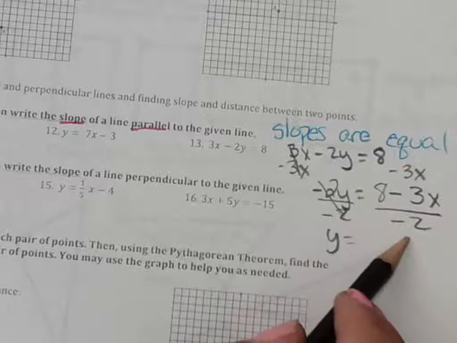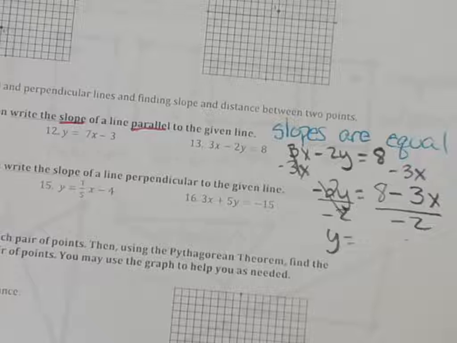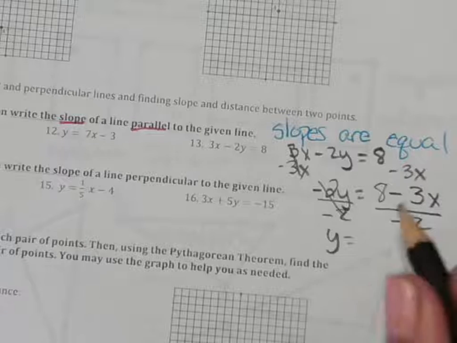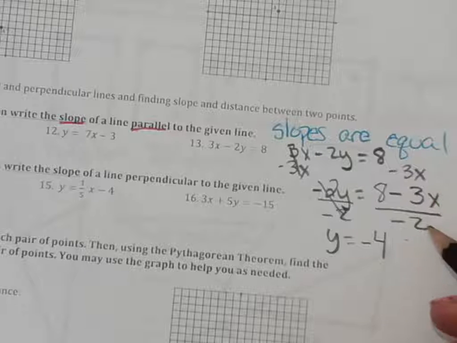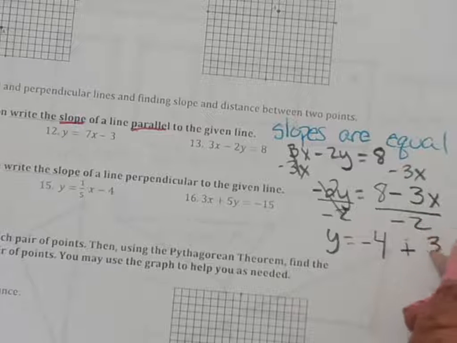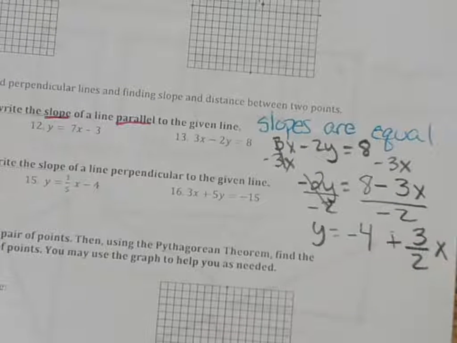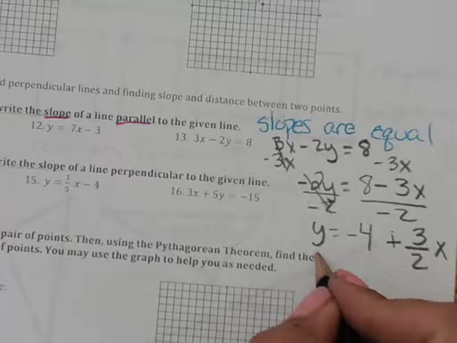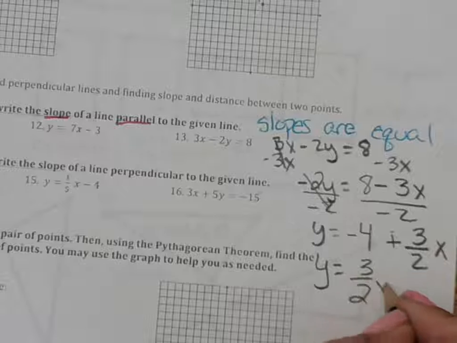8 divided by negative 2. What's 8 divided by negative 2? Negative 4. And then negative 3x divided by negative 2. A negative and a negative, so you get a positive. So you get plus. If you want to rewrite it in slope-intercept form, you could just switch those. So it would be y equals 3 over 2x minus 4.